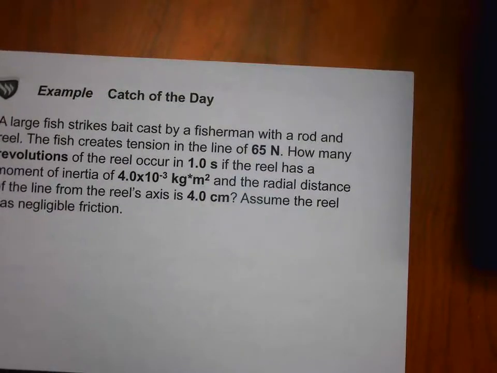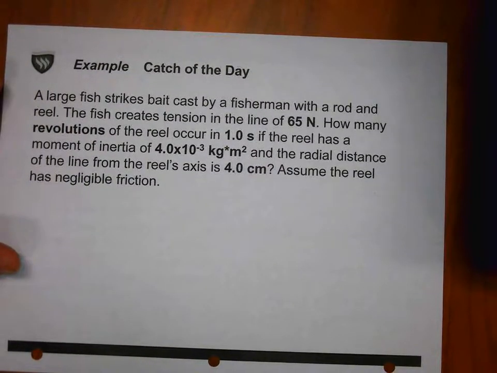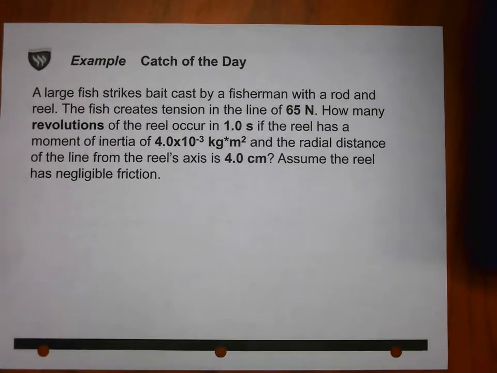And another one here. A large fish strikes bait cast by a fisherman with a rod and reel. The fish creates tension in a line of 65 newtons. How many revolutions of the reel occur in 1 second if the reel has a moment of inertia of that value and a radial distance of the line from the reel axis is 4 centimeters?